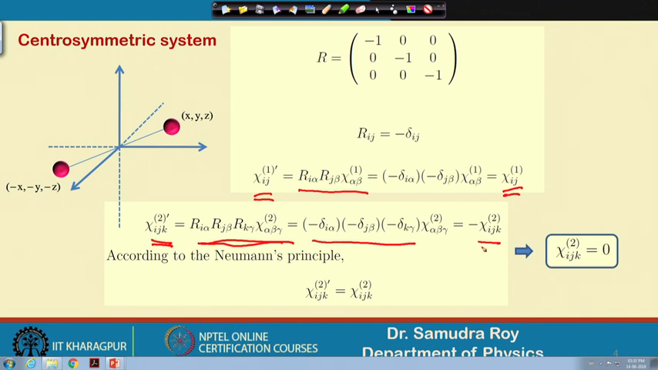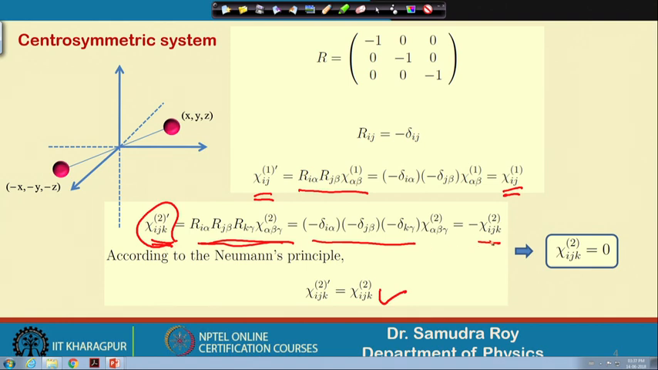Now, it is a symmetry operation. So, whatever value we have, that should be equal to the same value after the transformation. After the transformation I have χ_ijk', before the transformation it was χ_ijk. So, χ_ijk and χ_ijk' should be the same. If I do these things, we will find that it is possible.